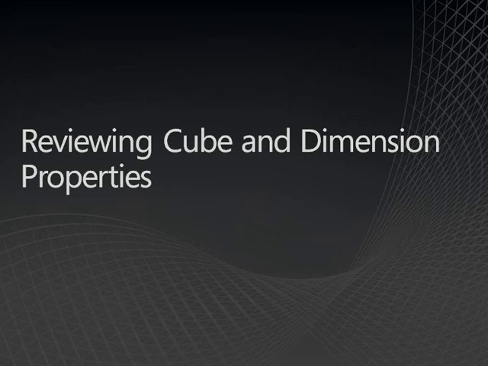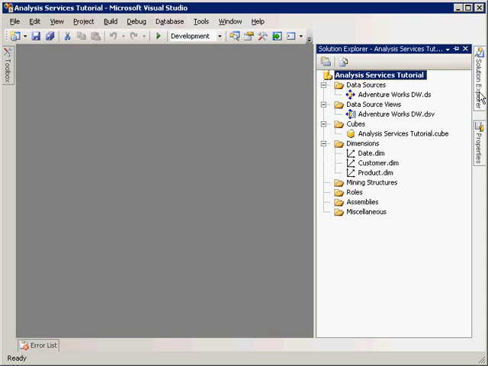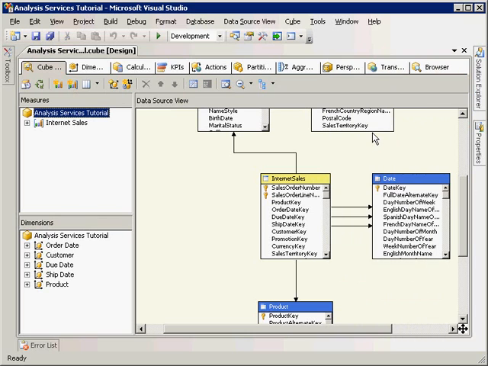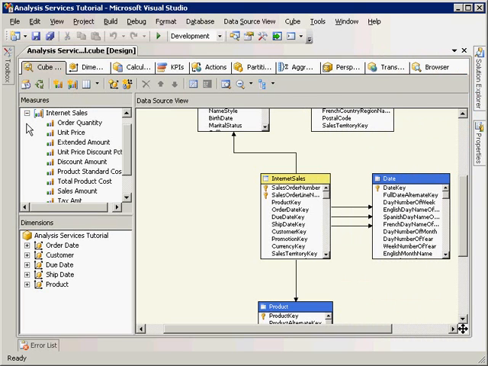After you've defined a cube, you can review the results by using Cube Designer. Open the Cube Designer. Expand the Internet Sales Measure Group to reveal the defined measures. In the Dimensions pane, we can see the cube dimensions that are in the Analysis Services Tutorial Cube. Although only three dimensions were created at the database level, there are five cube dimensions in the cube because the date dimension is used as the basis for three role-playing dimensions.